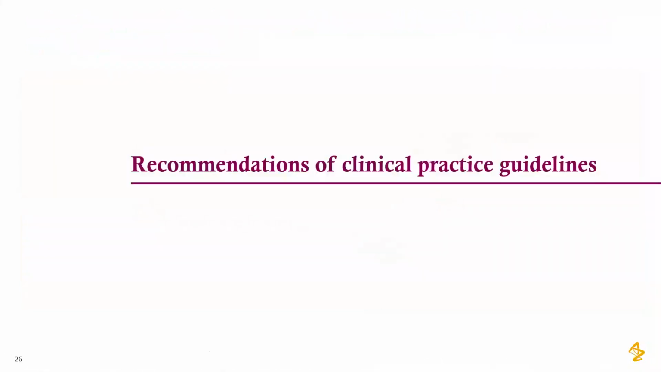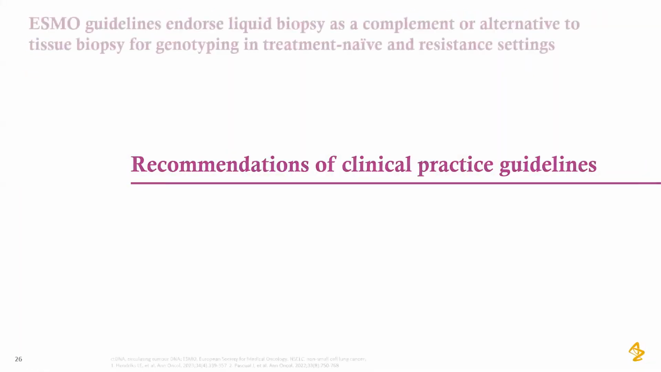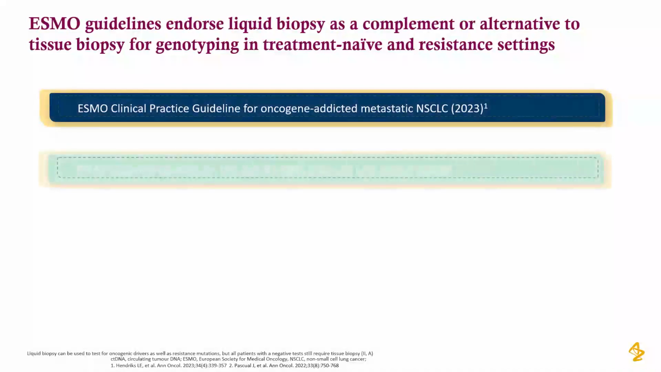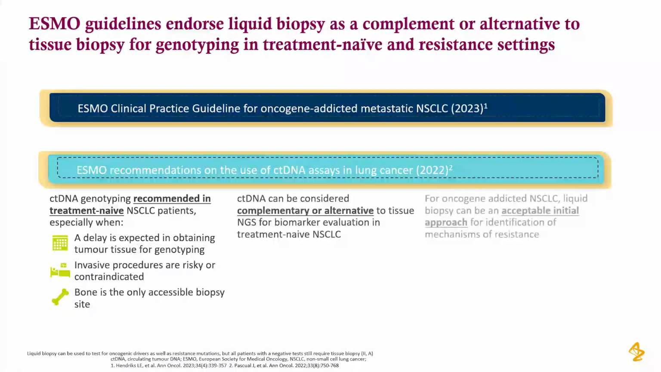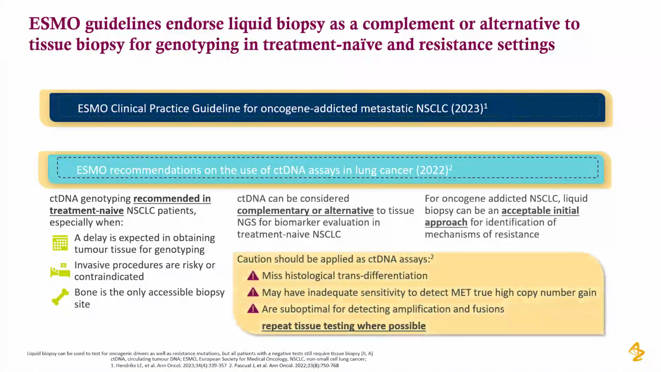Next. Even ESMO and NCCN recommend that in the upfront metastatic setting, it is always best to go for a combination of tissue biopsy plus liquid biopsy in order to detect more and more actionable mutations from the patient, so that the patient can benefit from targeted therapy. Next slide, please.